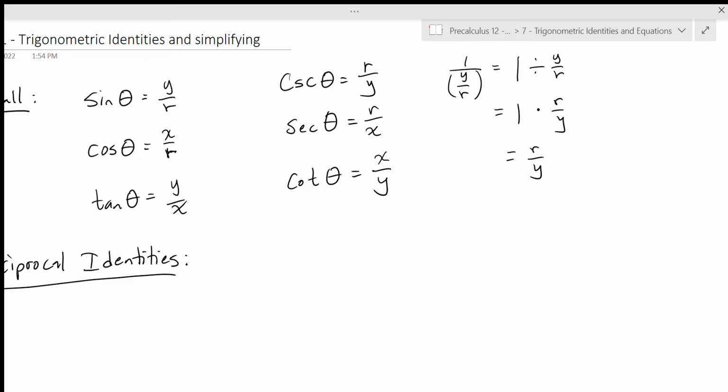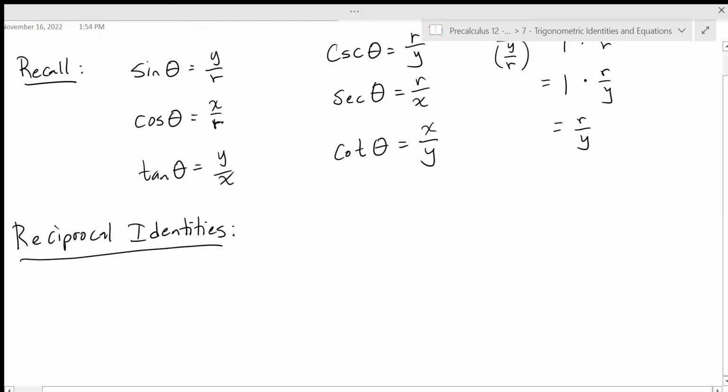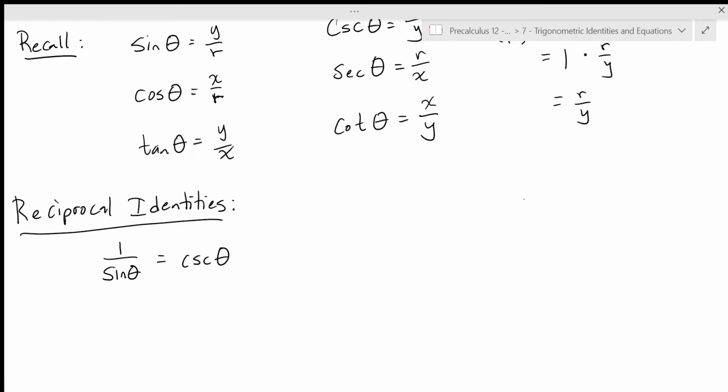So essentially what this is saying is if you're taking 1 over a fraction, that is just the reciprocal of that fraction. So if we did the same thing, 1 over r over y, that should give us back y over r. So r over y and y over r are mutual reciprocals. So what we have is 1 over sine theta equals cosecant theta. And that means 1 over cosecant theta gives us sine theta. And all of these reciprocals are going to be mutual.